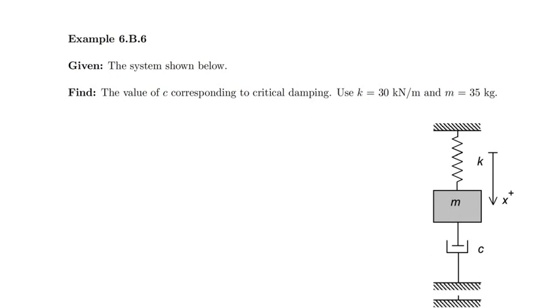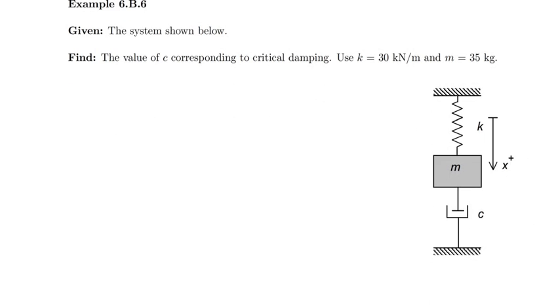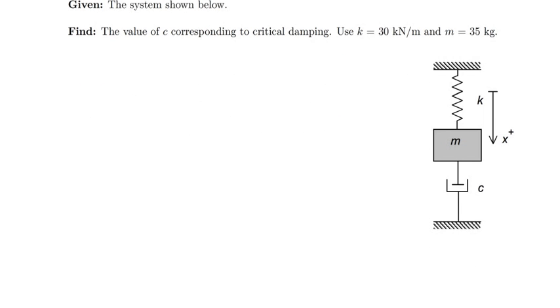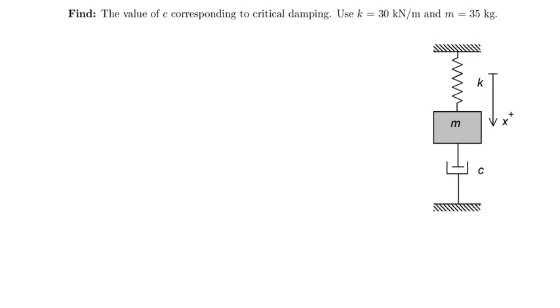Okay, so in this example we have a little simple system here, and we're asked to find the value of C which corresponds to critical damping, and we're given numerical values for K and M to do this. So as with all these problems, we can start by simply drawing a free body diagram of the system, and in this case it turns out to be a fairly simple one.